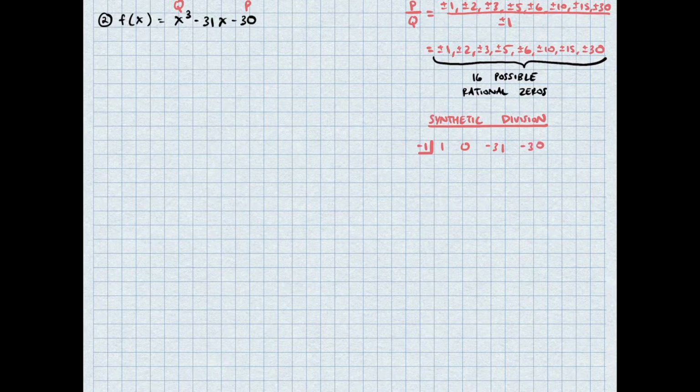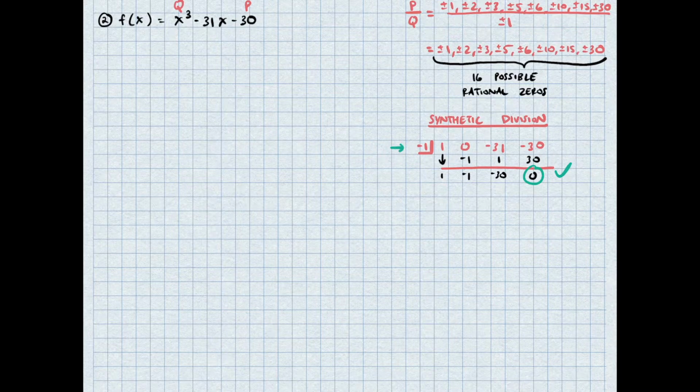We're just going to bring this 1 straight down. 1 times negative 1 is negative 1. 0 plus negative 1 is negative 1. Negative 1 times negative 1 is going to be positive 1. Negative 31 plus 1 is negative 30. And negative 1 times negative 30 is positive 30. And these add up to get 0. And this came out perfectly. Even though we had 16 possible rational zeros, we found one of them on the first try.